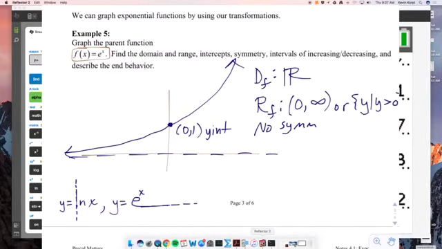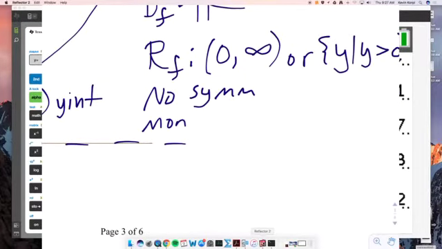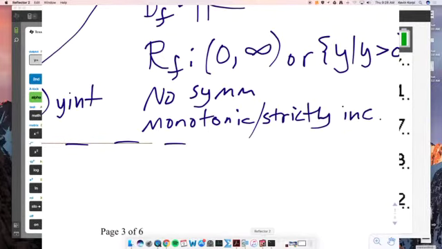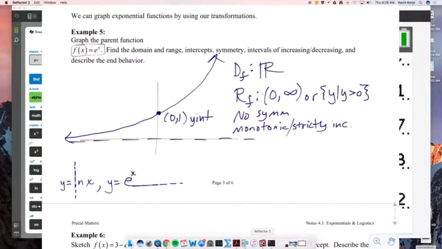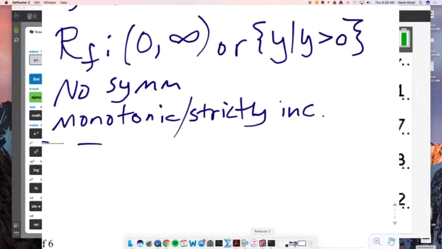Is it monotonic or strictly increasing or decreasing? Yep, it's monotonic, if you want to say monotonic, or you could say strictly, it doesn't matter. It's strictly increasing, INC. Is it 1-to-1? Remember that additional property we talked about? A function is 1-to-1 if its graph passes the what test? The horizontal line test, yeah. And this one does. So this one is also 1-to-1.